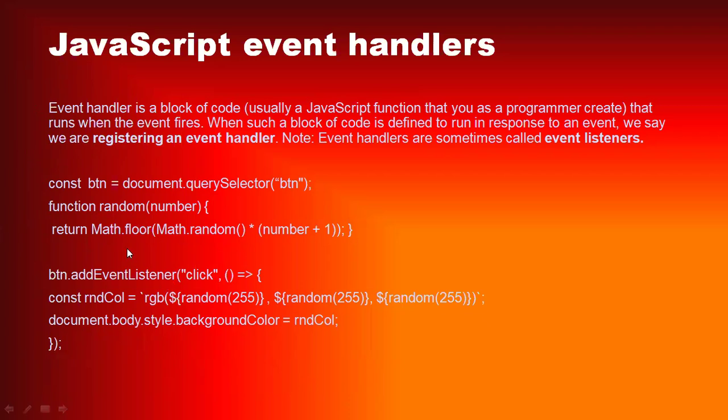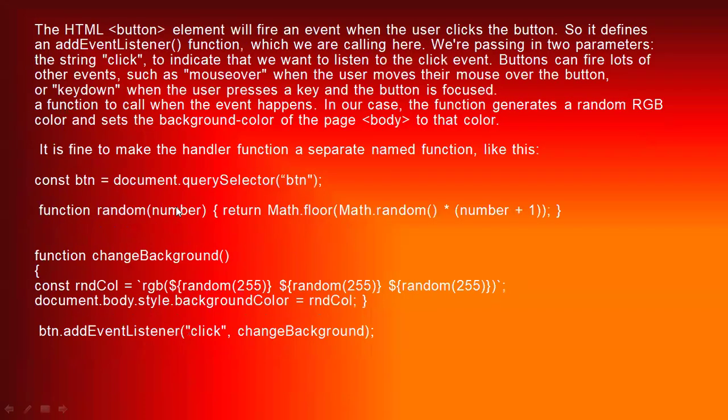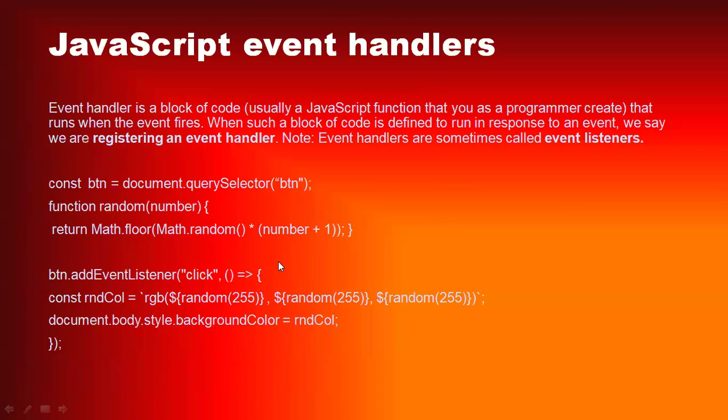When this function is called, it generates a random number. You give a number up to which you want to generate, whether 10, 20, 30 or 40, and it generates a random number up to that. This is the function we have written: function random, passing the parameter number, then return Math.floor, Math.random multiplied with number plus 1. So like this, we get a random number.